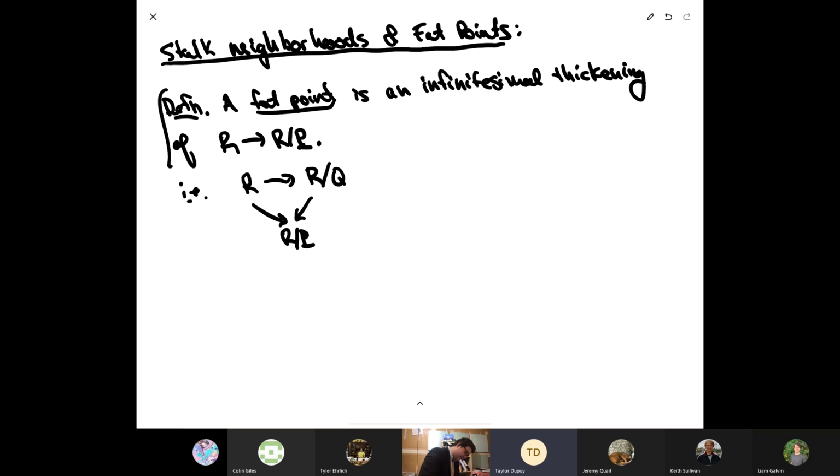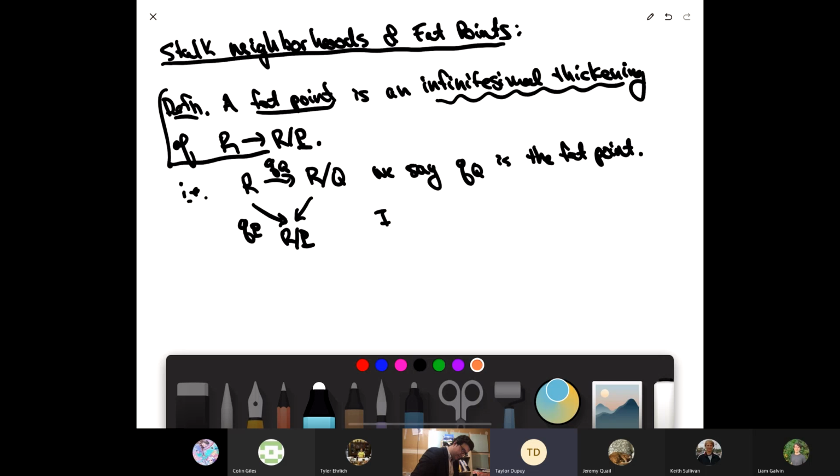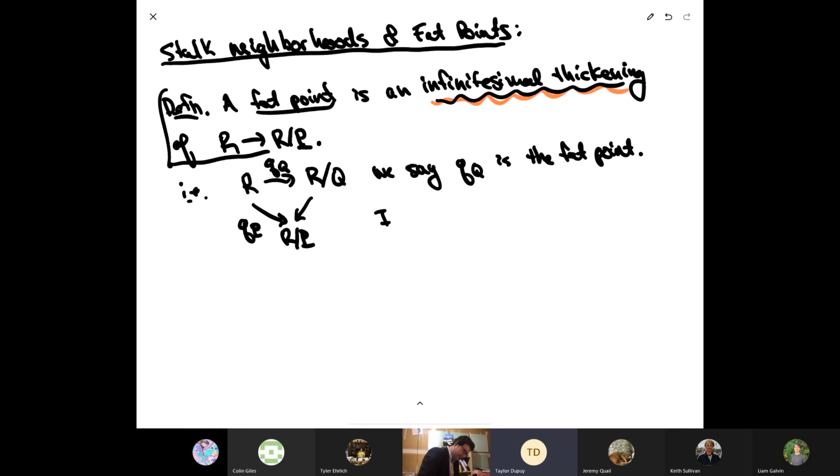Okay, so this map here is the quotient map for P. This is the quotient map for Q. We say R mod Q is the fat point. And it has the important property on the kernel. I'm going to remind you what an infinitesimal thickening is here. That's what I'm doing here.